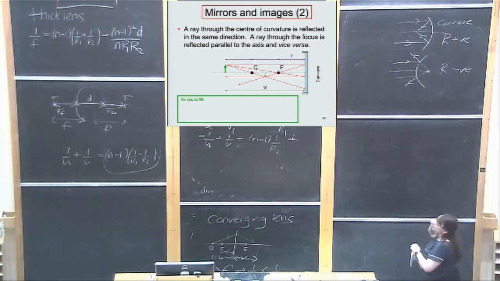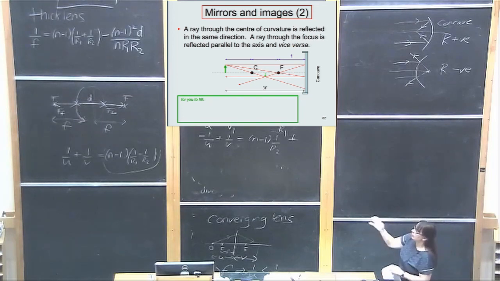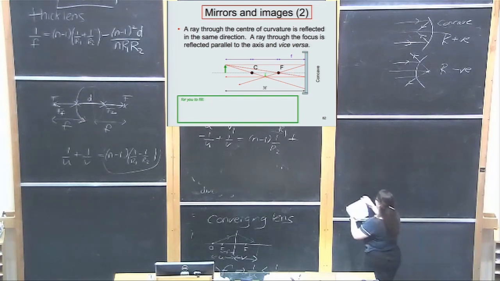So in this diagram, I've put my object to be 3f away from the mirror, and we're just basically going to calculate the location and the size of the image in this case.